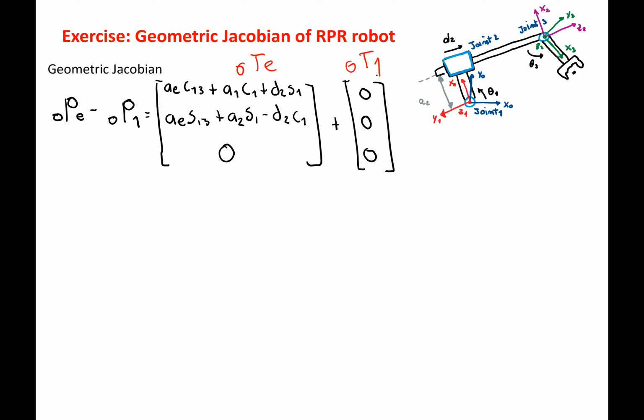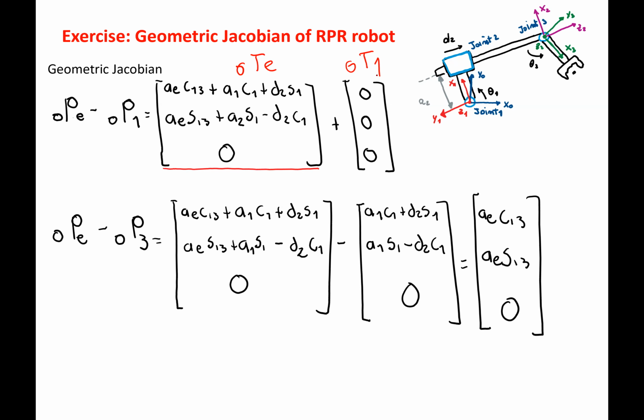Remember that the first one is just a pure rotation, so we just have 0, 0, 0. And basically we end up with this vector, which is 0pe. Then the second one, I'm just performing again the difference between 0pe minus the one that you find in the homogeneous transformation matrix, which is this one, and you end up with this. Okay.